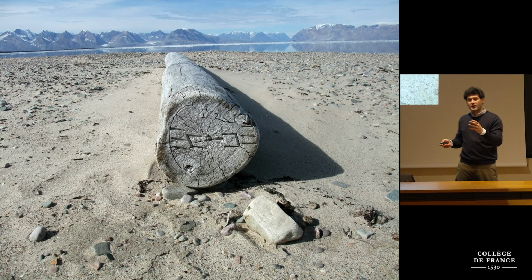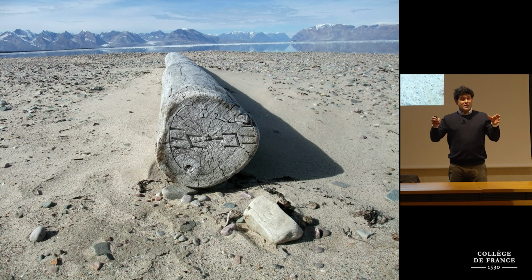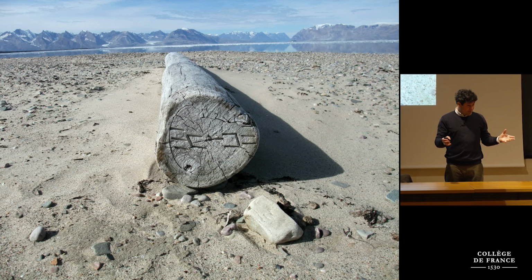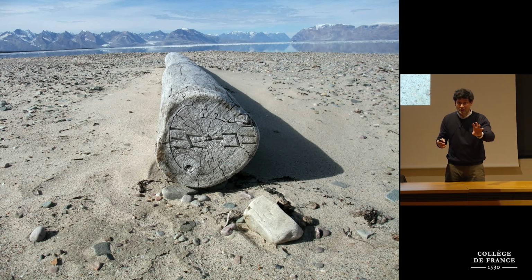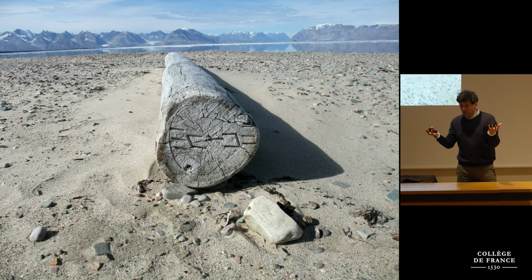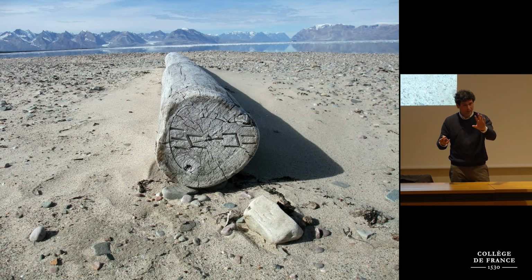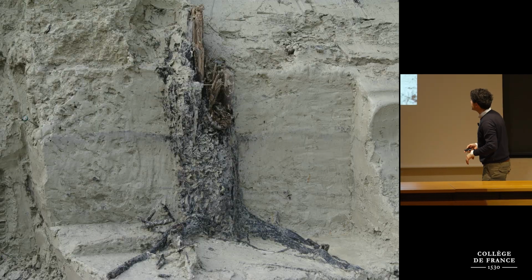This is a beautiful example. We use a terrestrial archive, trees from a forest, to actually reconstruct changes in ocean currents and sea ice extent. So we are using a terrestrial archive to reconstruct marine processes. But I'm not talking about that today.